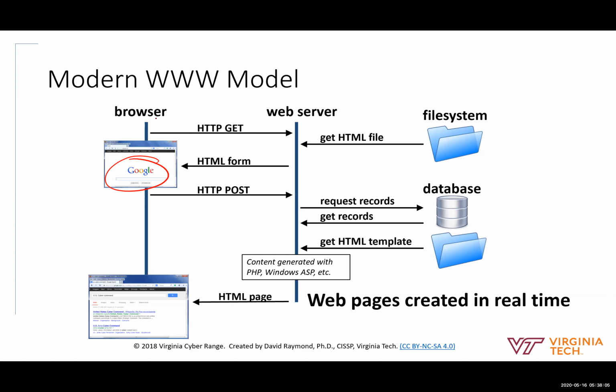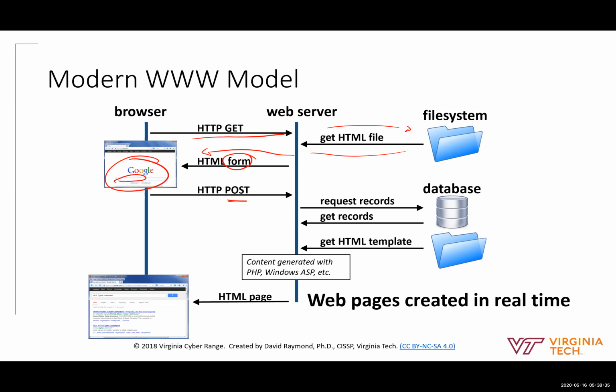And so what happens when I go to google.com is my browser is going to do a GET request. The web server is going to get that HTML file off the file system, and then it's going to return that HTML page, but in this case, the page is what's called a form. And the form has fields in it that people can type stuff into. And so as the user, I'm going to type stuff into this form, and then that is going to get sent back to the server as an HTTP POST request.